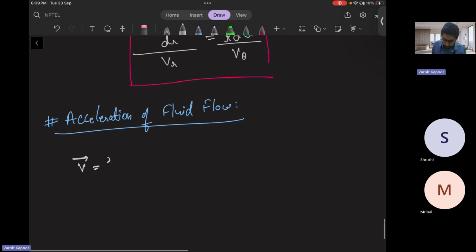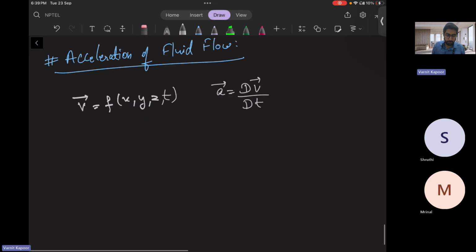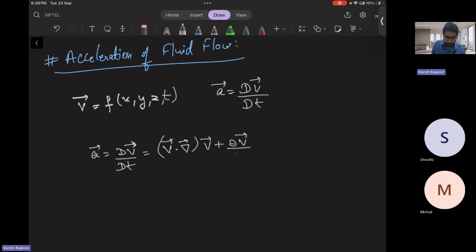Okay, so we know that velocity V is a function of x, y, z, and t. Okay, and we know that acceleration is nothing but the total derivative of velocity. So we have written this equation in our previous tutorial: our acceleration, that is the total derivative, is nothing but, what is the equation? V dot del of V plus dV by dt. This is our acceleration. Okay.